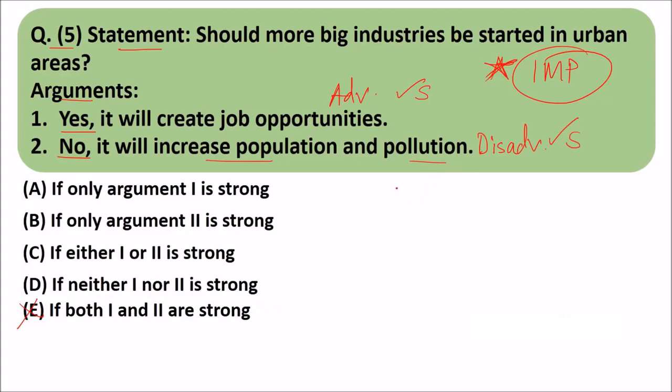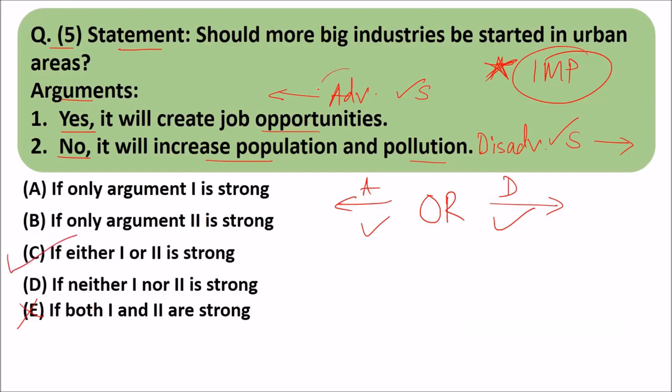Why? I'll tell you. Now advantage is going in one direction, disadvantage is going in the opposite direction. They both are going in opposite directions. If we try to follow advantage, we are suffering from disadvantage. If we are trying to follow disadvantage, you cannot reap the benefits of the advantage, that is job opportunities. Both are going in exactly opposite directions. They are not moving in the same direction. So this is strong or this is strong. Either you can go this way or this way. That is the reason we have to choose either 1 or 2 is strong.